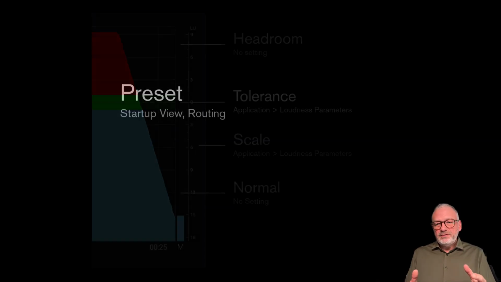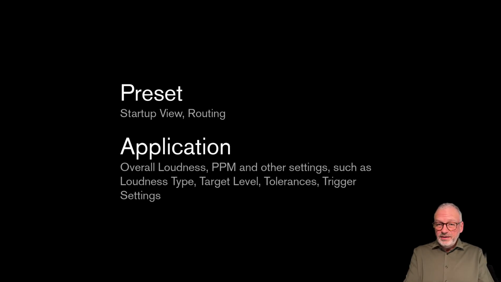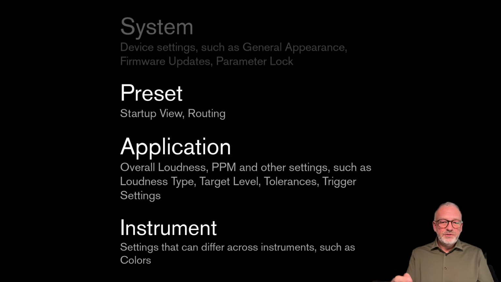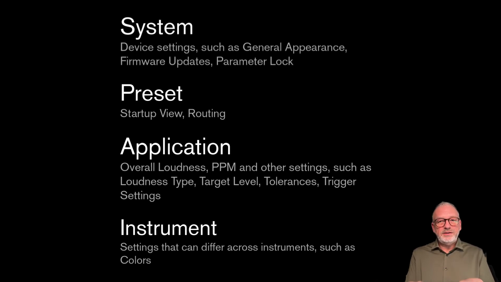Within our instruments, some parameters are related to the preset as such, some parameters are related to the application, and some parameters are related to the actual instruments. So the parameters I showed you before are related to the instrument, to the chart. That's where you set the colors, for instance. There are also parameters that go for the application as such. And it makes sense if you have more loudness tools on your screen at the same time. Say you have the loudness chart and you also have a loudness bar graph. There are some settings that are the same for both of them, and settings that are the same across an application.